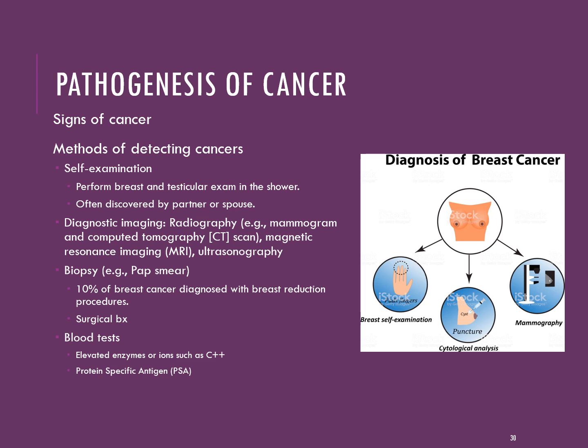And then blood tests are another way of testing for cancer. They can look for different types of elevated enzymes in the blood or ions such as calcium. Okay, and then they can also do something called the PSA test, a prostate-specific antigen test, and a lot of times you might hear this associated with the rule out of prostate cancer.